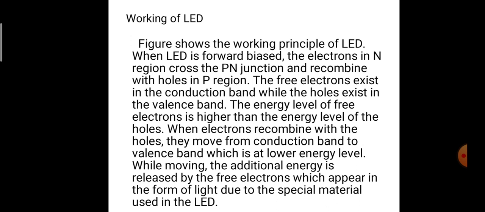The figure shows the working principle of LED. When the LED is forward biased, the electrons in the N region cross the PN junction and recombine with the holes in the P region. The free electrons exist in the conduction band while holes exist in the valence band. The energy level of free electrons is higher than the energy level of the holes.